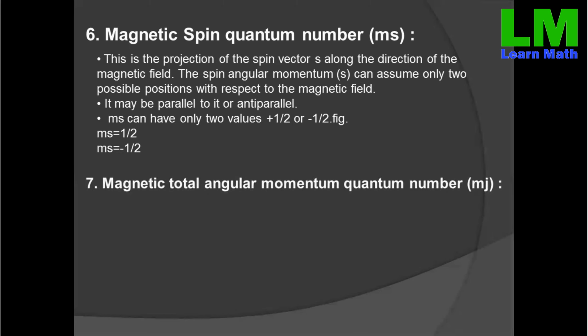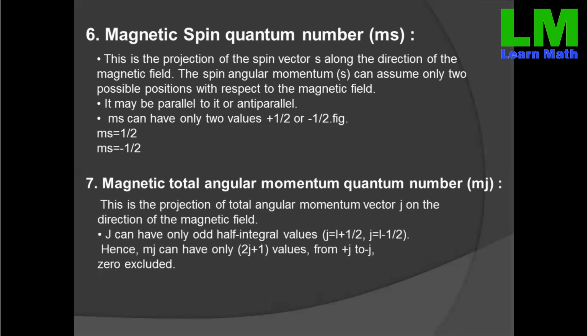The last one, number seven, is the magnetic total angular momentum quantum number. It is denoted with mj. This is the projection of total angular momentum j on the direction of the magnetic field. J can have only odd half integral values, like j is equal to L plus half, and j is equal to L minus half. Hence, the magnetic total angular momentum quantum number mj can have only 2j plus 1 values from plus j to minus j, 0 excluded.